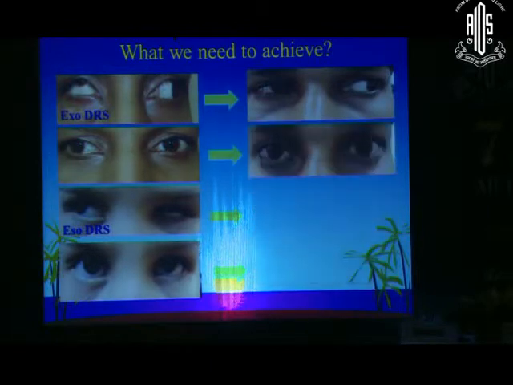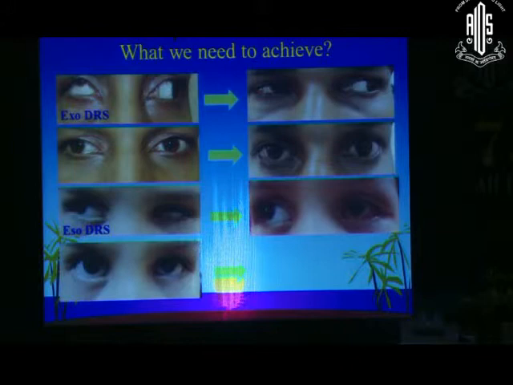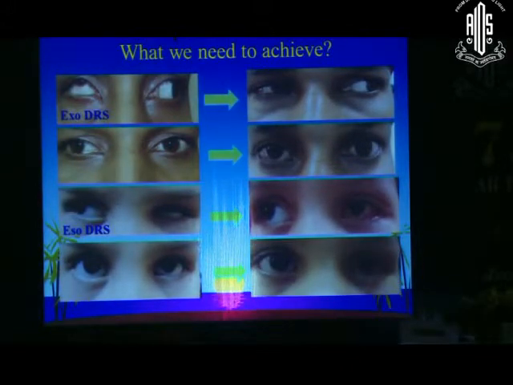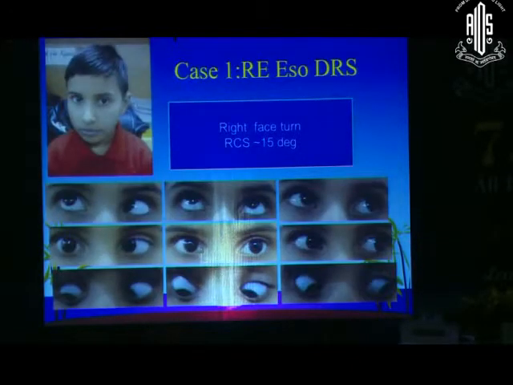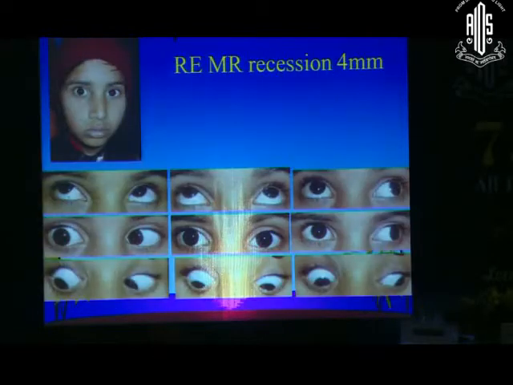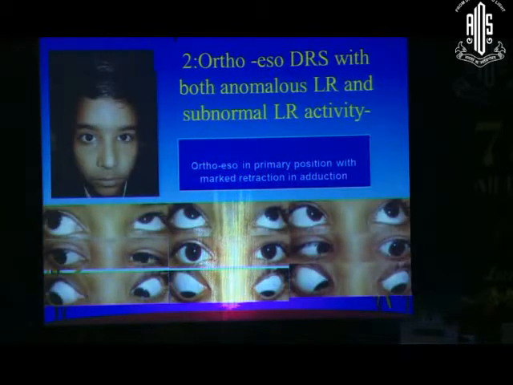What we need to achieve is the correction not only in primary position but also retraction, upshoot, downshoot free eyes. This is a case in which the ESO DRS is there. This is 4 mm recession of one eye alone has been done. It has been effective.